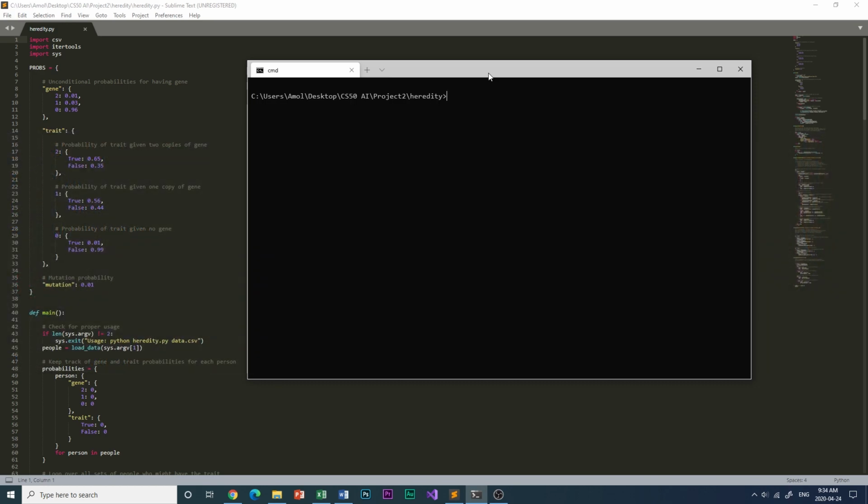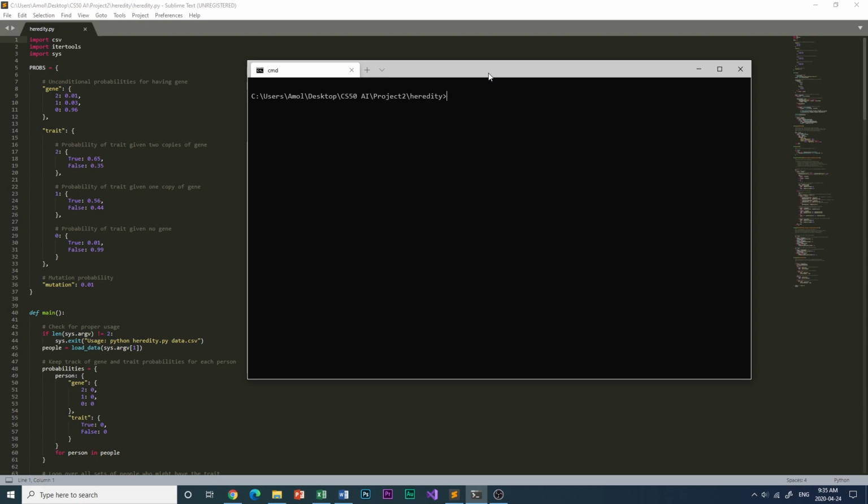This is Heredity, and it is an algorithm that calculates the possibility of the presence or absence of specific traits appearing in a child given the genes in its parents. The gene in particular has two different types, and a person can possess 0, 1, or 2 copies of the gene. And the more genes a person possesses, the more likely they are to pass it on. Let's see the code in action.